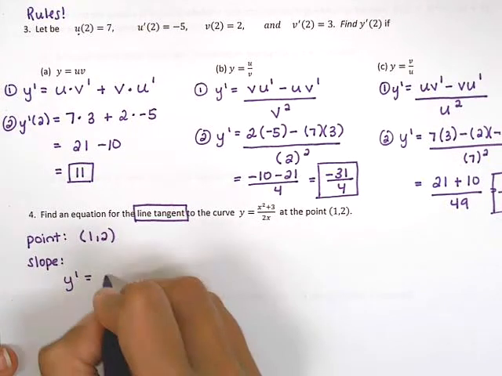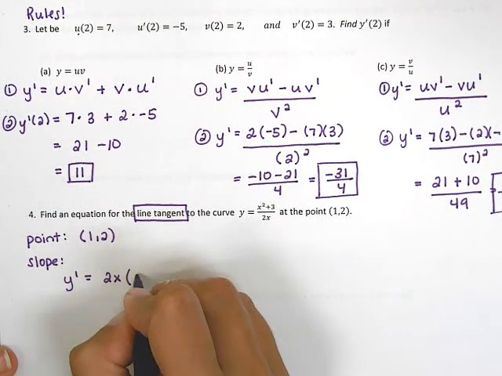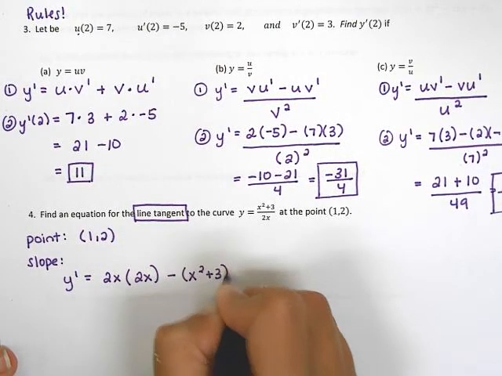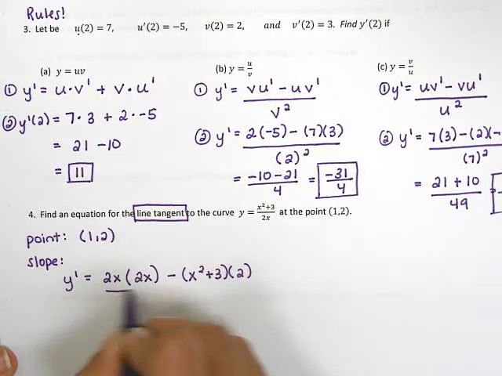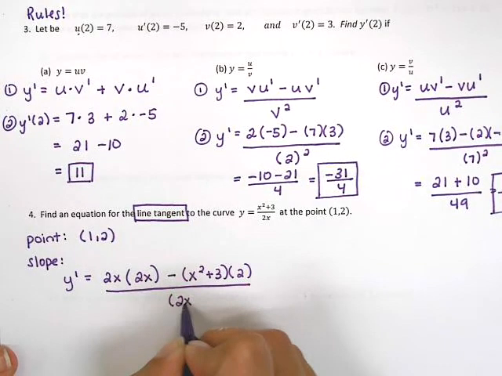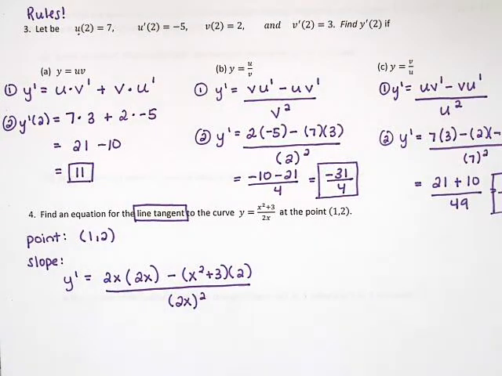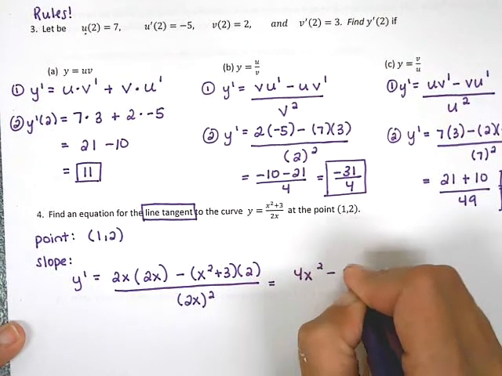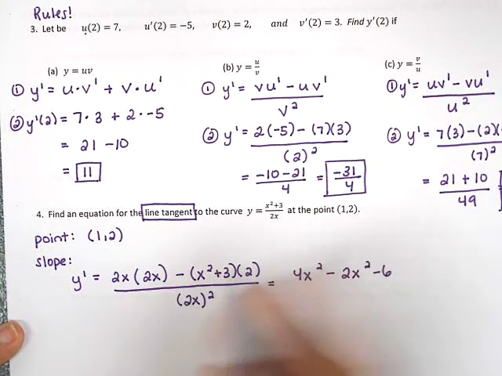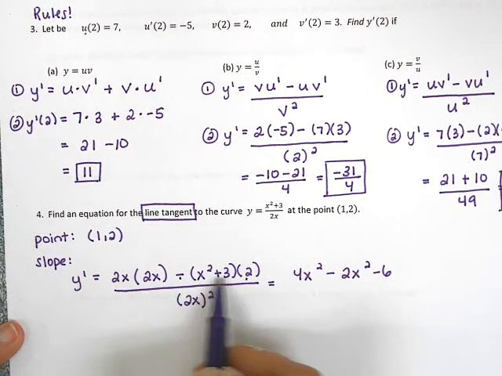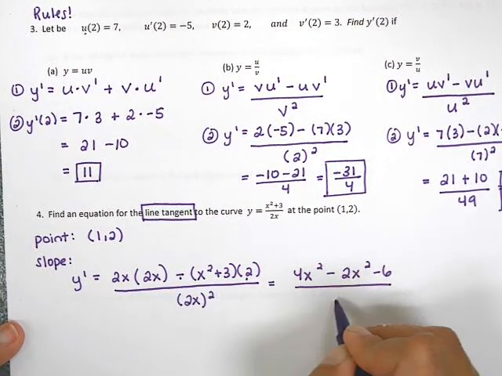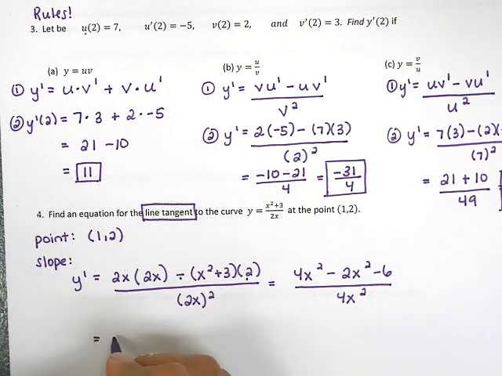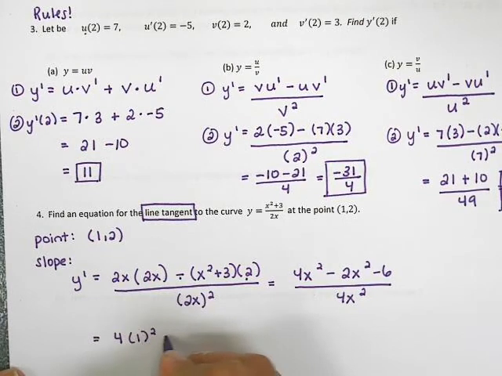Again, low d high, so 2x, d high, so 2x again, minus high, which is x squared plus 3, d low, which is 2, and low squared goes down below, (2x) quantity squared. If I simplify this, I get 4x squared minus 2x squared minus 6. I'm distributing the negative and the 2 to both the x squared and the 3, all over 4x squared.